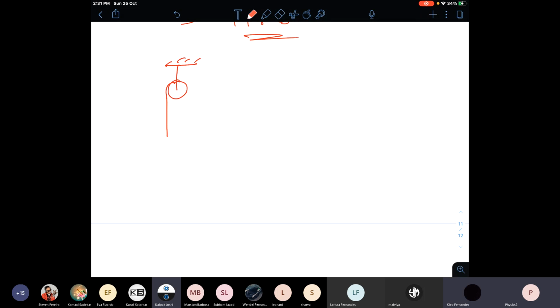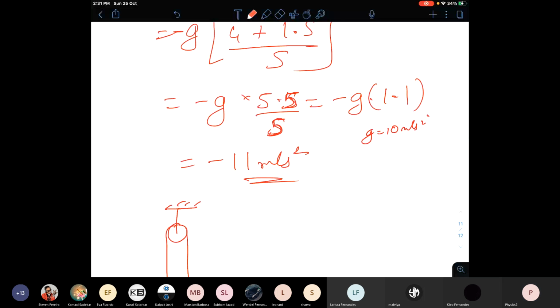Sir, you took g as 10, no? One at a time. G is 10. G is always taken as 10 until mentioned otherwise. If they say to use it as 9.8, then only use that. Otherwise, it is 10 only.